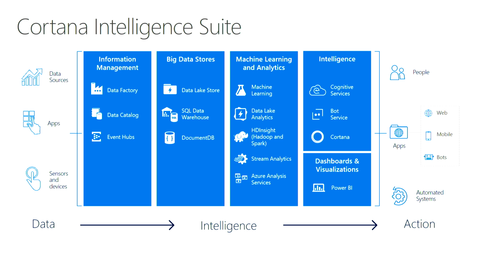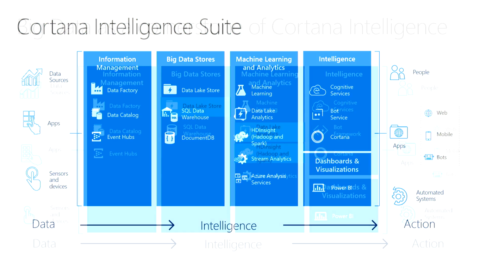And then a bunch of intelligence services from the cognitive services, which allow you to do things like sentiment analysis and face recognition, APIs that are actually already pre-built. You don't need to know anything about machine learning in order to utilize these services. The bot framework, which allows you to build things like live chat frameworks, and then Cortana and obviously Power BI.